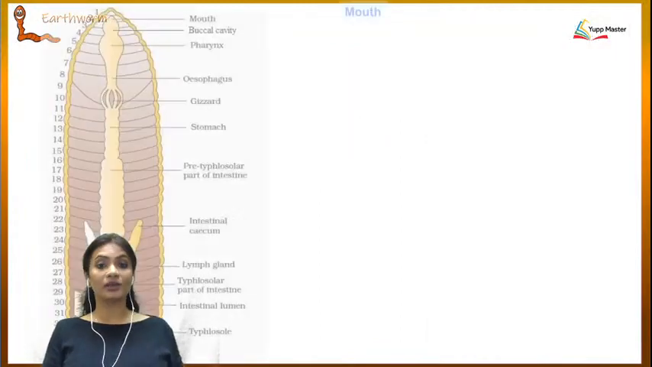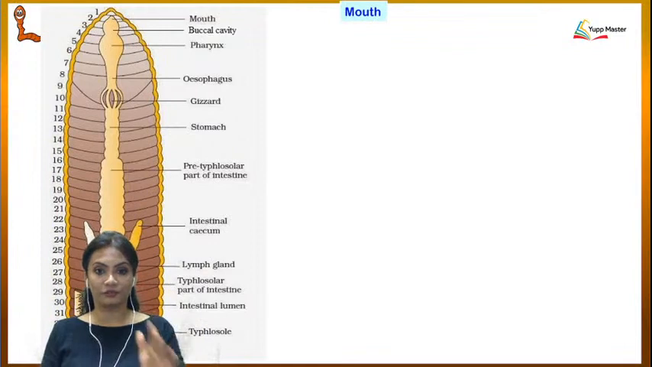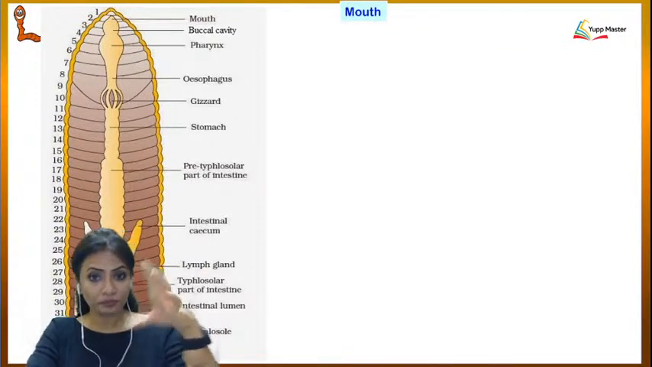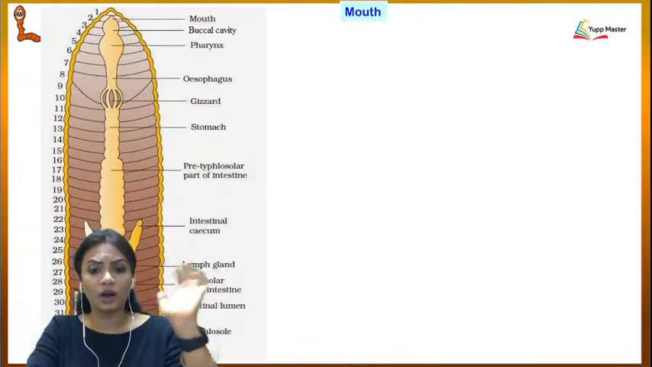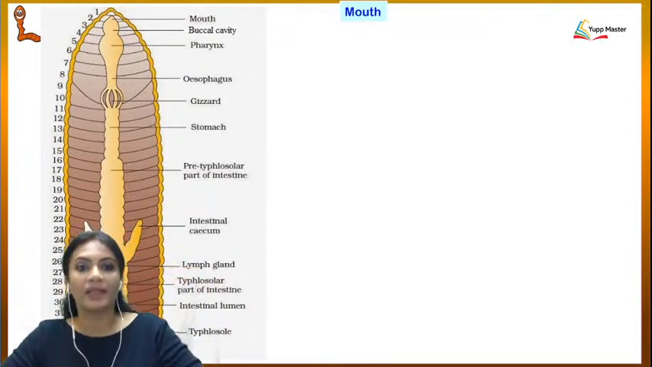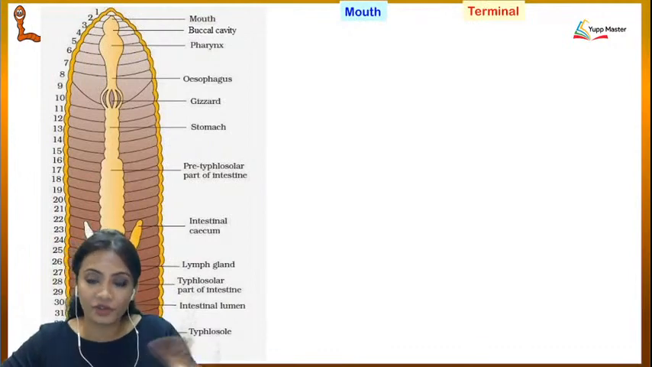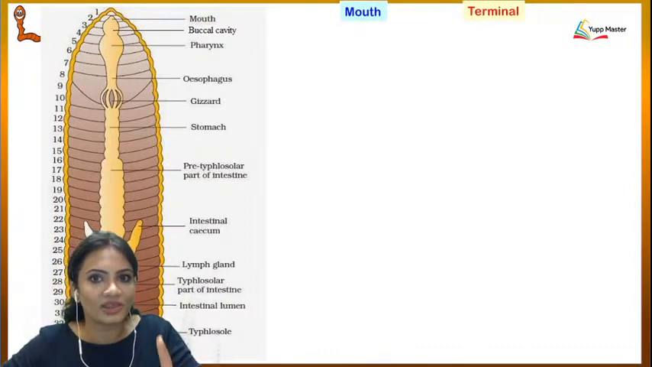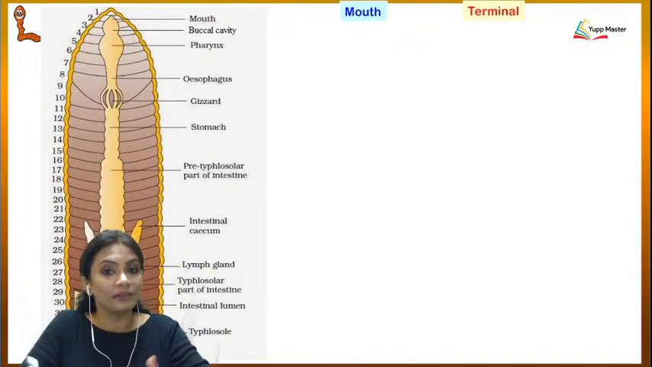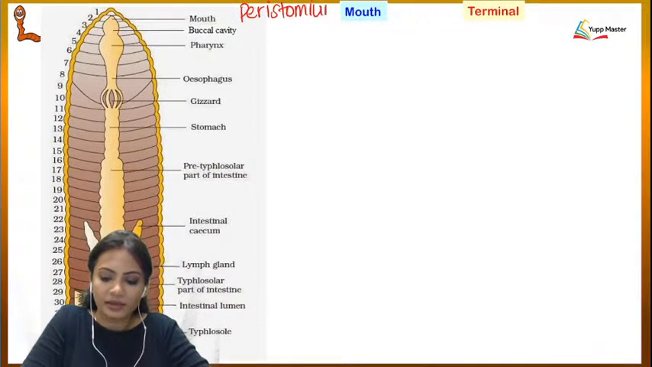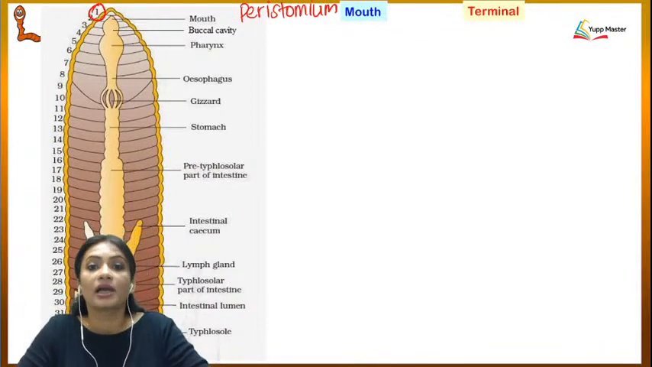First, we're going to remember the names of the different parts of the earthworm's digestive system. The whole digestive system always begins with the region we call the mouth. The mouth is terminal in position, in the very first segment. What was that called? It was called the peristomium. Remember that? So the mouth is located at the region of the peristomium, and that is the first segment.